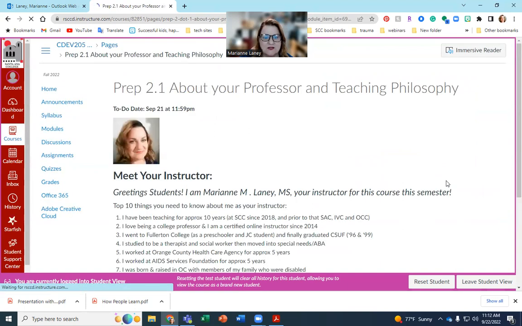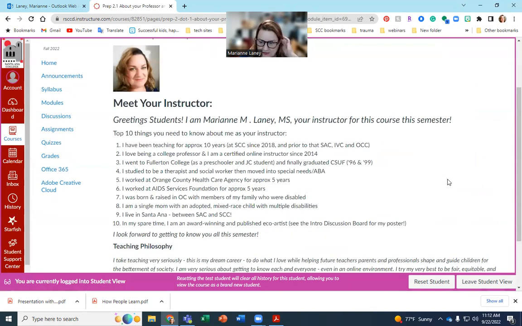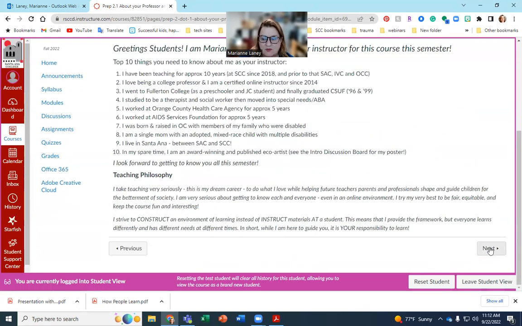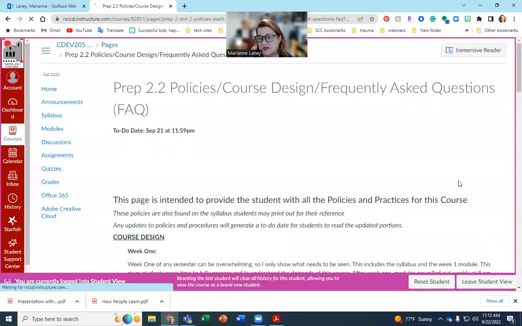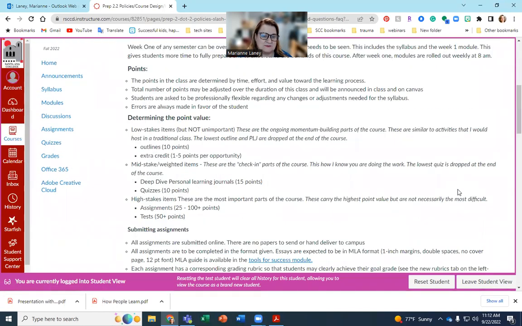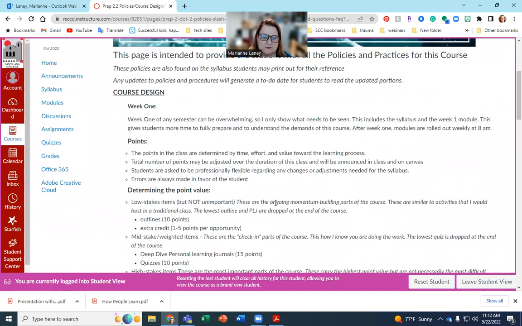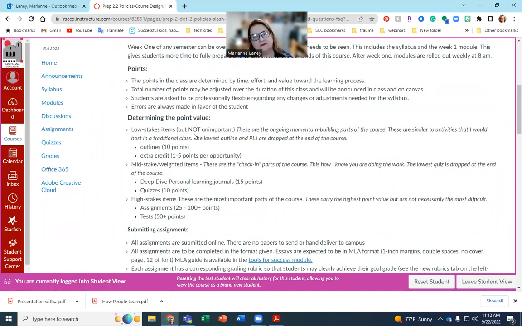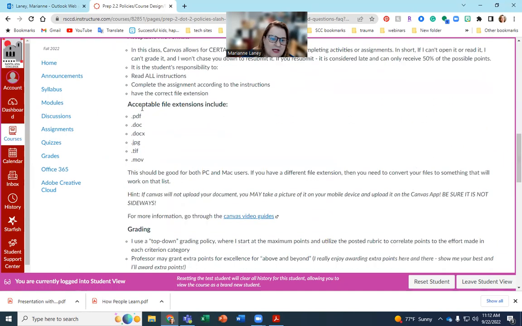Help desk. That's a double right there. All right, a little bit about me. I'm not going to read that, but it is on the scavenger hunt, so you will have to read that. Course policies, it's everything I have in the syllabus, but a little bit more specific. Like, how did I determine the point value? Why are the outlines only 10 points and the discussion board's 15, things like that. Why do I have acceptable file formats? I can't accept dot pages. Canvas doesn't accept that. Sorry, Mac users.